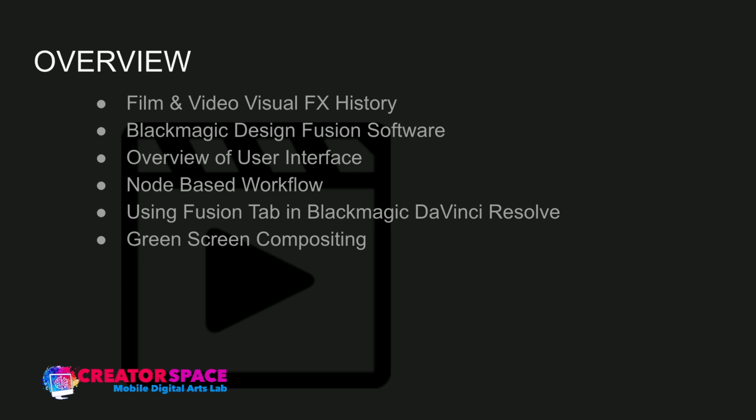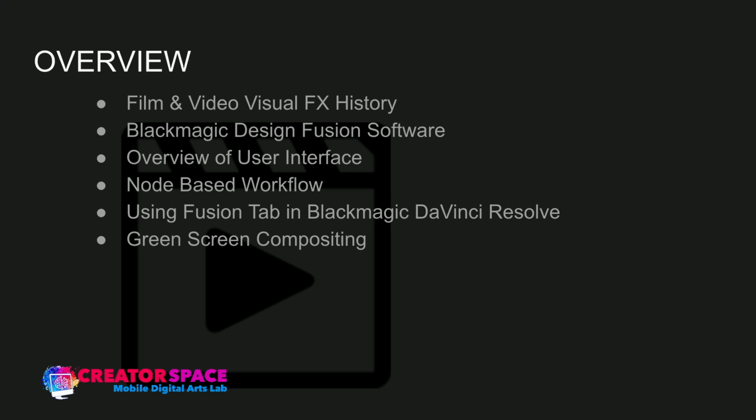So that's really fun. Let's look at what we will cover today. We're going to look at film and video visual effects history. Essentially, visual effects, the concept of visual effects, has been around since the beginning of film, so we want to look at a bit of that history. We're going to look at Blackmagic Design Fusion software. What is it? An overview of the user interface. What is this node-based workflow? And it's an ongoing through line.